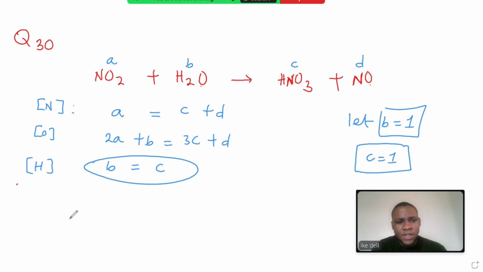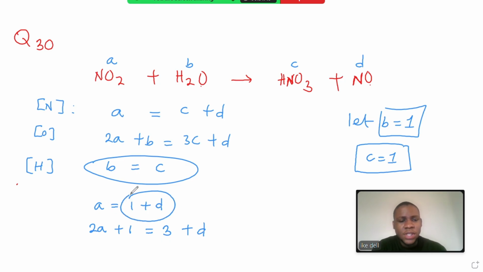Now let's use these other equations here. We have A equals C plus D, which is now 1 plus D. And then from the second equation, we have 2A plus B, which is 1, equals 3C. Remember, C is 1. So 3C becomes 3 plus D. Okay. So we'll just try to do some manipulation here to see how it works. You could solve this any way you want. Just make sure you solve it.